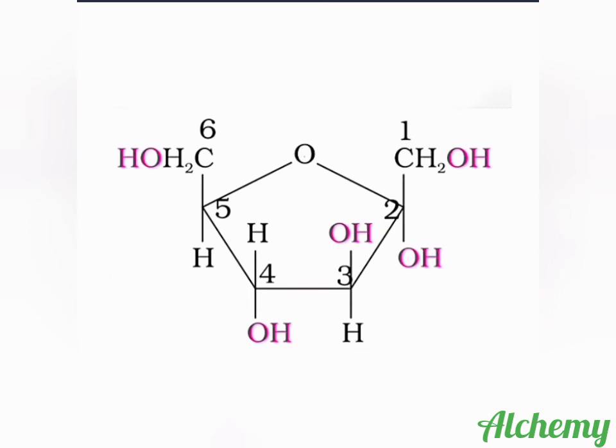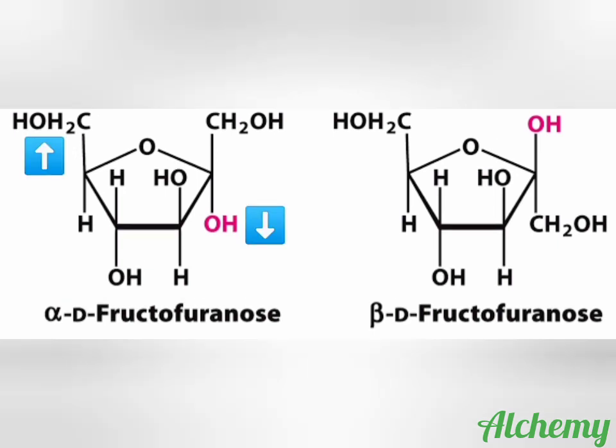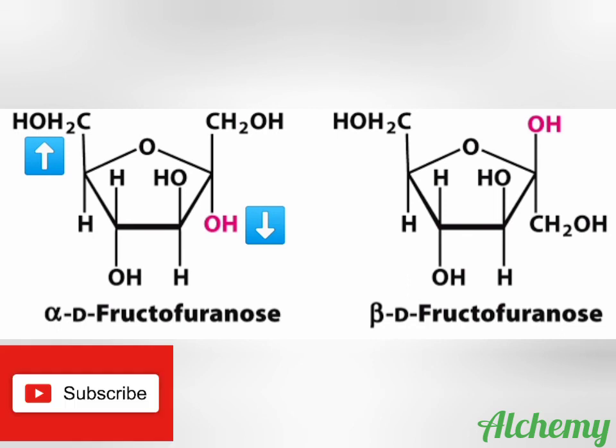All the atoms on the left will be pointing up and the others down, except in the case of CH2OH. These are the two anomeric forms of fructose. In the alpha D fructofuranose, the CH2OH and OH are pointing in the opposite direction, whereas in the beta D fructofuranose structure, the CH2OH and OH are oriented in the same direction.